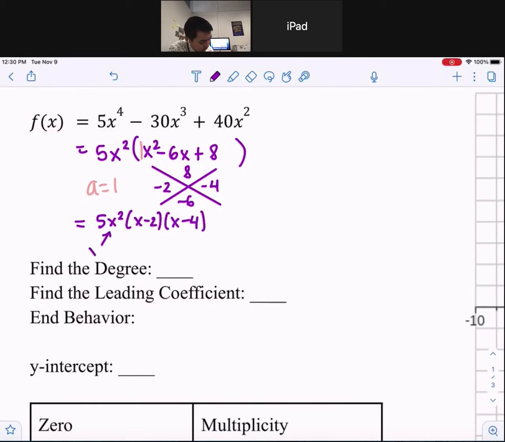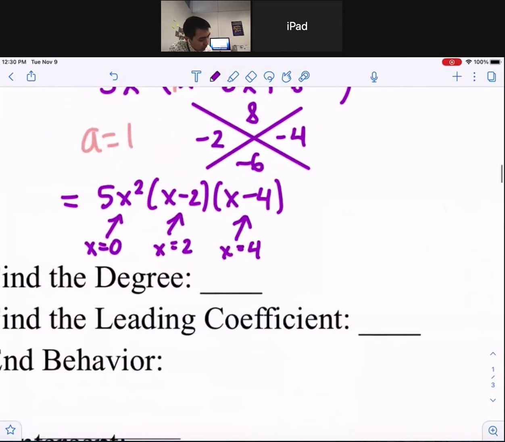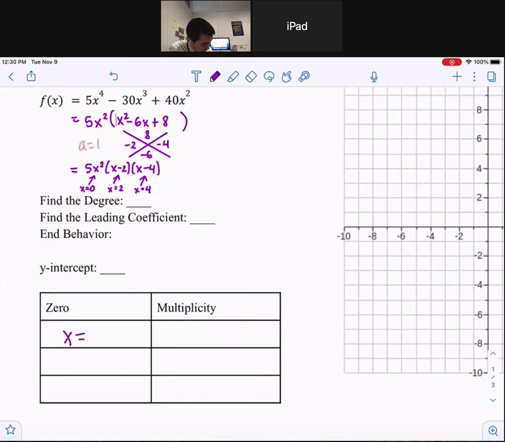So this one, you have 0 at x equals 0. This one, x equals 2. This one, x equals 4. So those are all our zeros: x equals 0, x equals 2, and x equals 4.